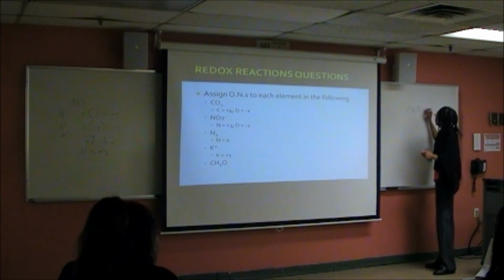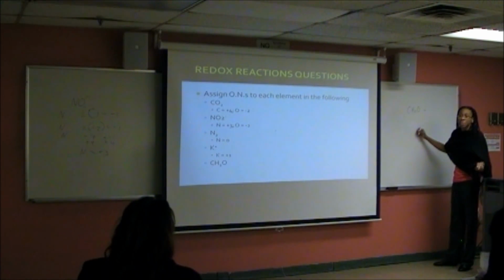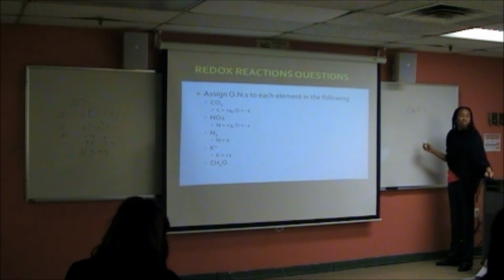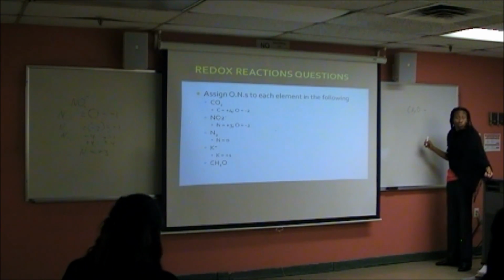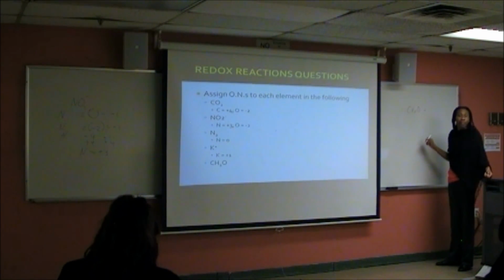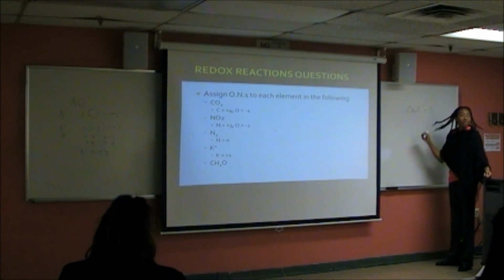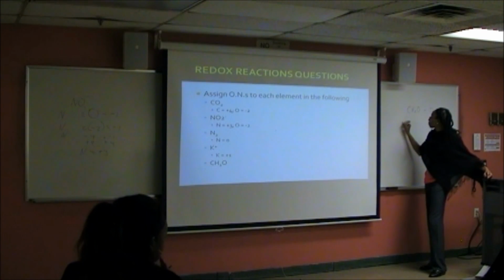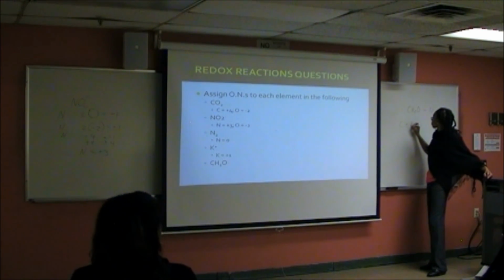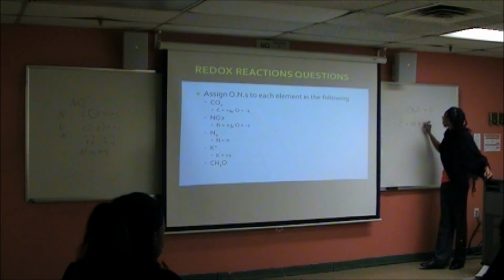And number 6, what does rule 6 say? The sum of the oxidation numbers equals zero for a neutral compound. What do we do next? Separate them. What do we have? One carbon, two hydrogen, one oxygen.